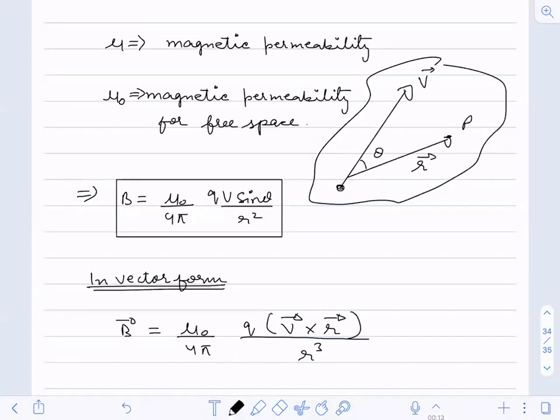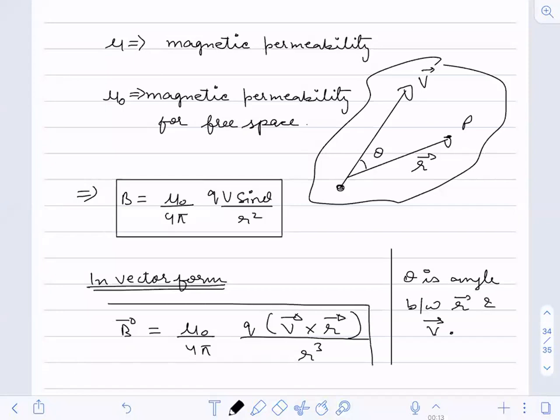Understood? Divided by r cube. So where theta is the angle between what? R vector and v vector. Theta is the angle between position vector and velocity vector. And this is the vector form. Magnetic field is written in a vector form. Do you understand this now?